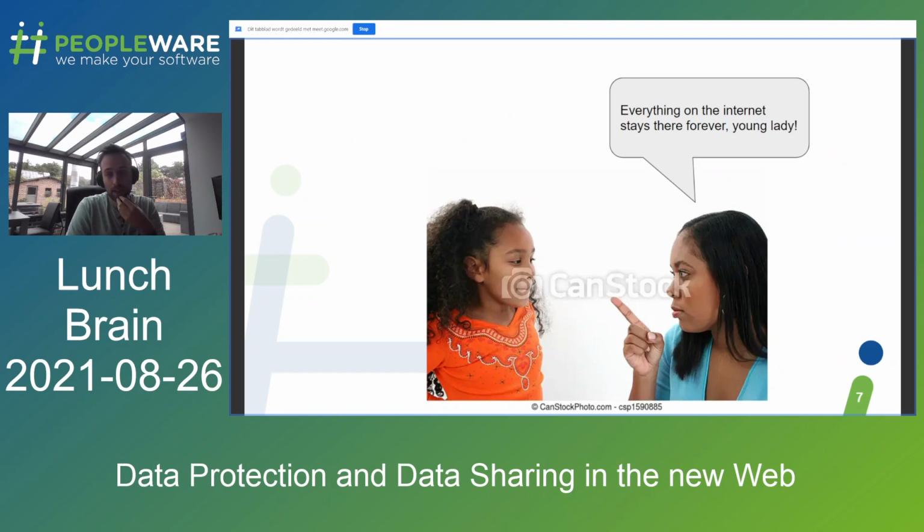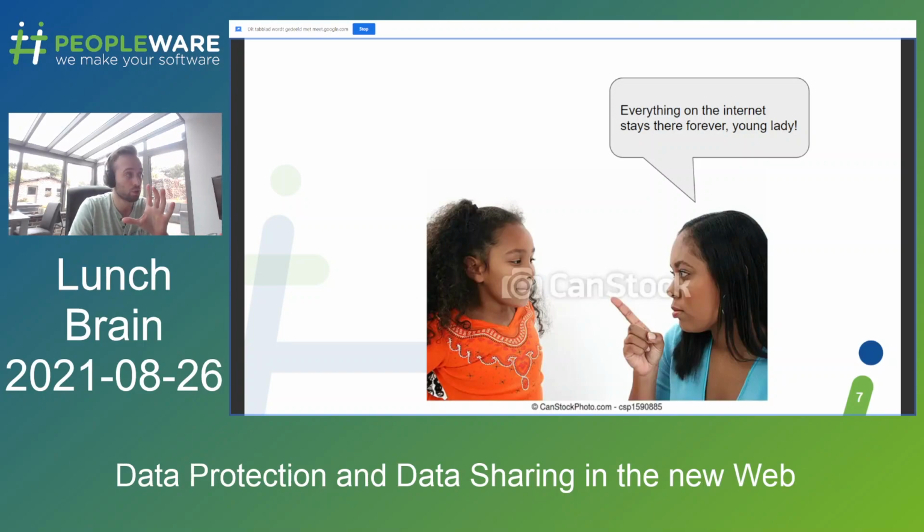So I think we all heard this once: everything on the internet stays there forever. Everything that you have been doing and sharing in the past is there forever, because the data is stored on the internet itself.